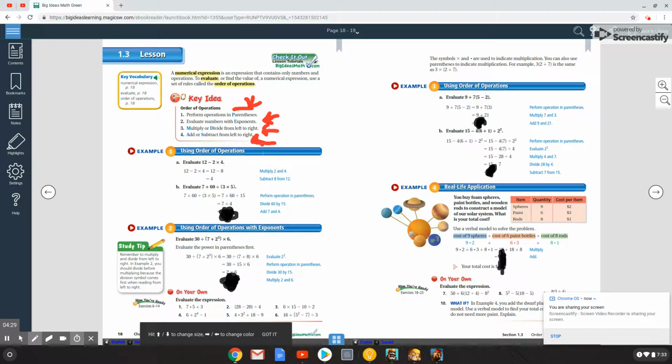So let's take a look at this first problem. Evaluate 12 minus 2 times 4. Well, first we have to do our parentheses. No parentheses. Exponents. There are no exponents. So now we multiply and divide. Well, there's multiplication, so we do that first. We do 2 times 4, which is 8. So now we have 12 minus 8, as shown right over here. And then we do 12 minus 8, which leads down to our answer, 4.